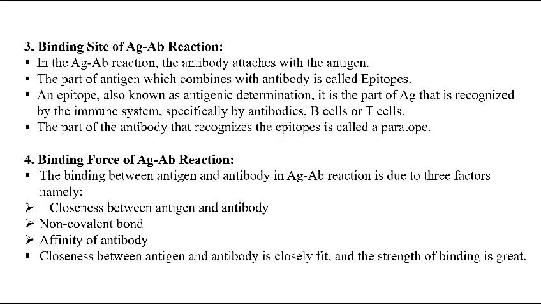Binding site of antigen-antibody reaction. In the antigen-antibody reaction, the antibody attaches to the antigen, and the part of the antigen which combines with the antibody is called the epitope. Epitopes are also known as antigenic determinants, and it is the part of the antigen that is recognized by the immune system, specifically by antibodies, B cells or T cells. The part of the antibody that recognizes the epitope is called the paratope.